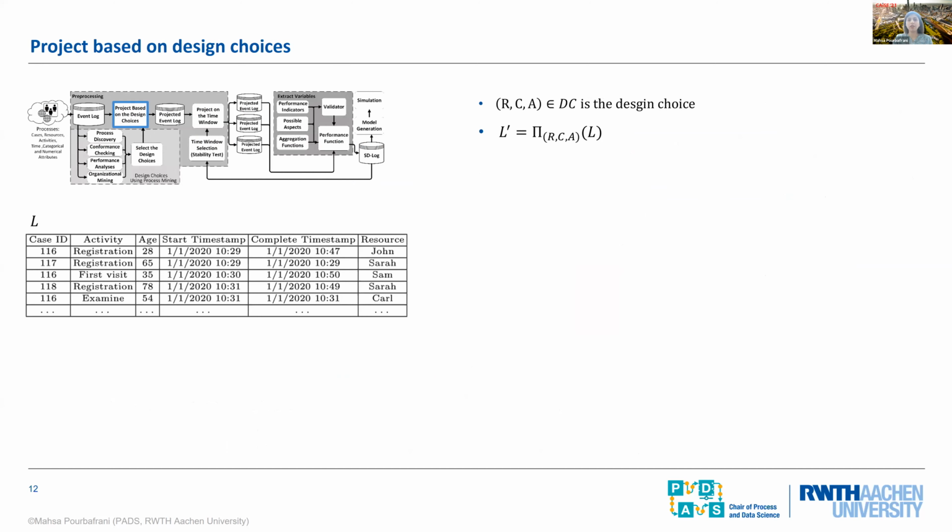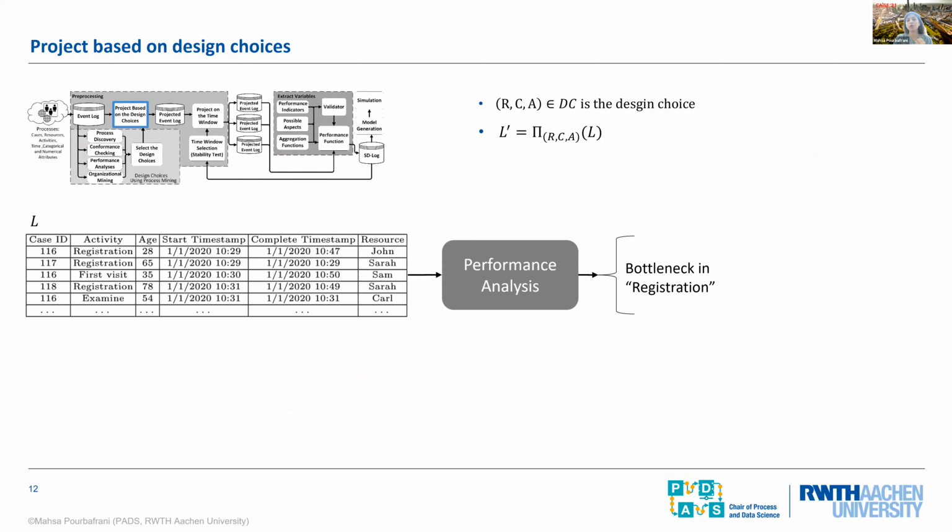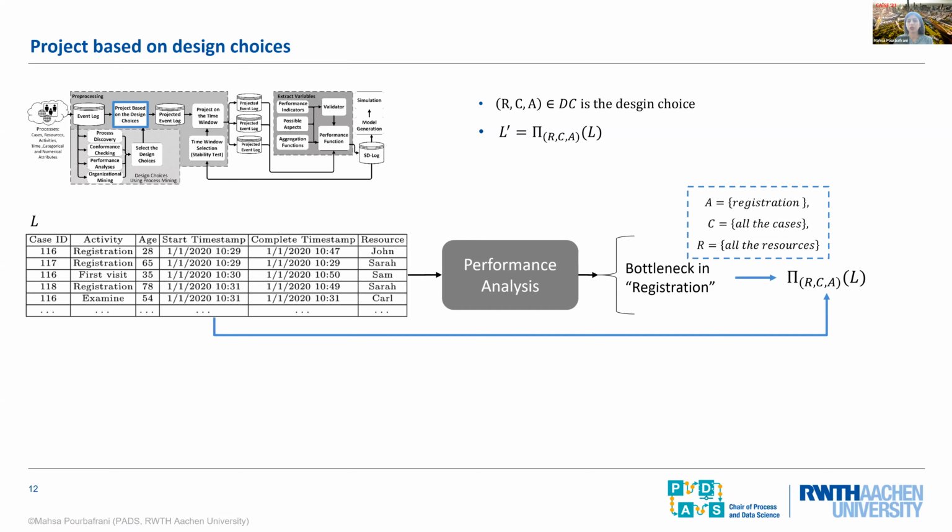If you want to take a look at that with an example, imagine this is an event log of a hospital that we have. Now we perform performance analysis. And as a result, we find out that the interesting point or the design choice for us is the bottleneck in the registration activity. So we have R, C, and A, and A is focused only on the activity registration, which can also be the whole event log, but just for an example. C is all the cases, and R is all the resources that are involved while we have the activity registration.